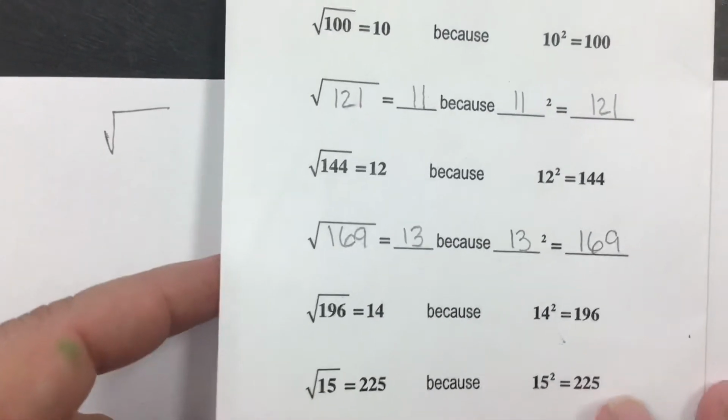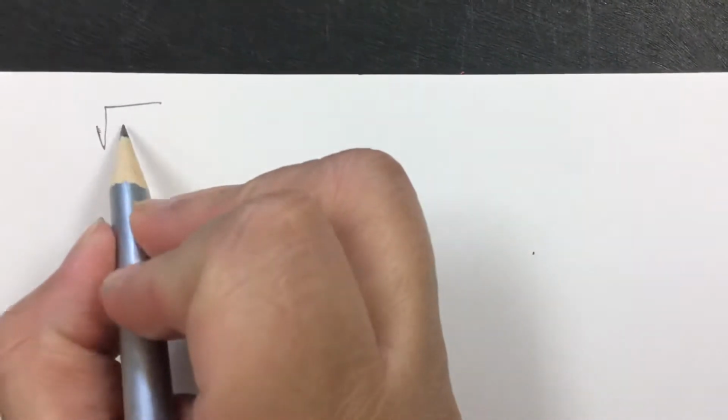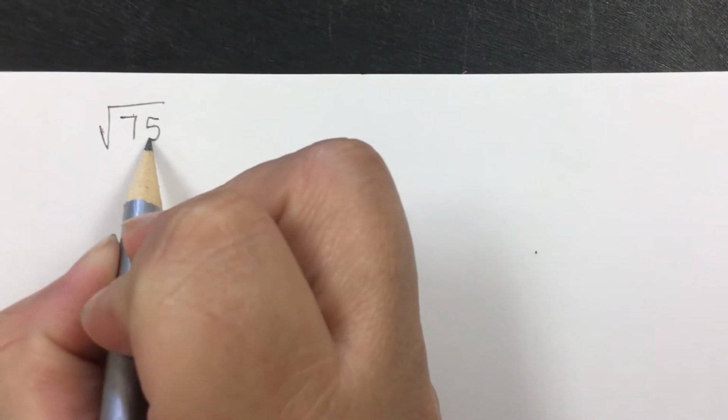We just need that front side. You don't need to do that other side if you don't want to. So let me give you a couple of examples to simplify radicals. First, I'm going to do the square root of 75.